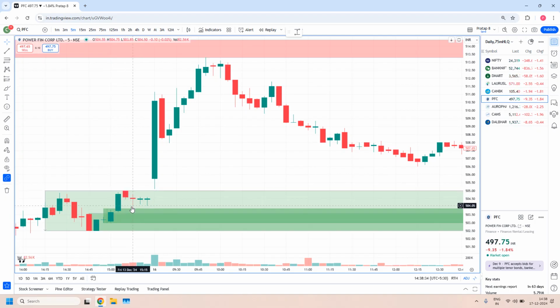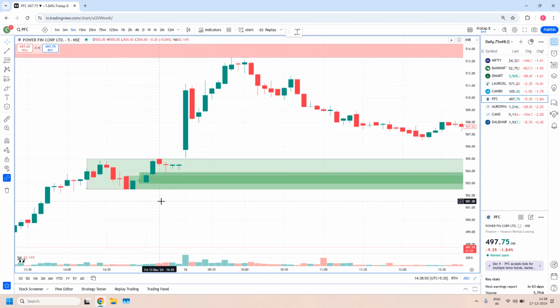See, type 1, it picked up the orders from this zone. So this is the origin. Rally base rally, this is the origin. Again rally base rally. Or you can consider even drop base rally. Either way you can treat it. It doesn't make much difference.